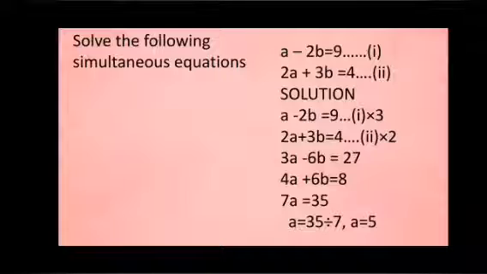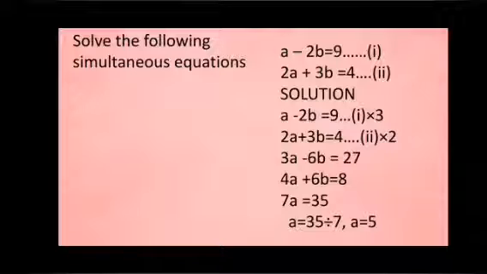To be able to eliminate b, I will make their coefficients equal, both in equations 1 and 2. The way to do that is to use the 2 in equation 1 to multiply everything in equation 2, and to use the 3 before b in equation 2 to multiply everything in equation 1. So if I multiply equation 1, I will have 3 times a is 3a, 3 times minus 2b is minus 6b, 3 times 9 is equal to 27.